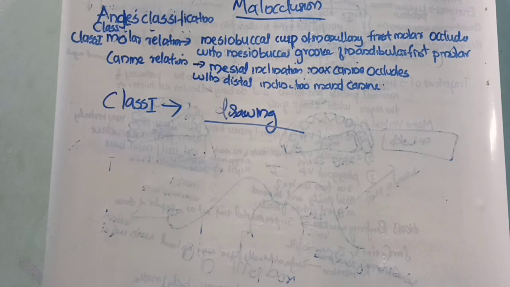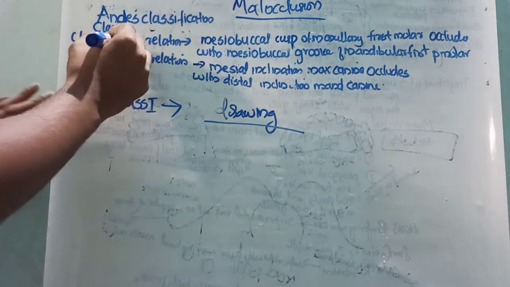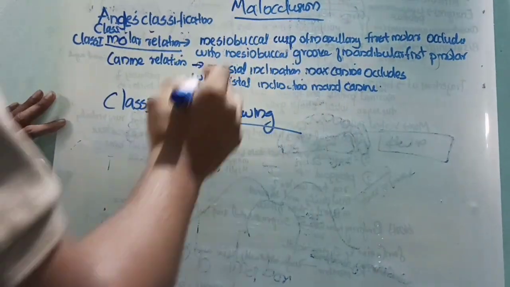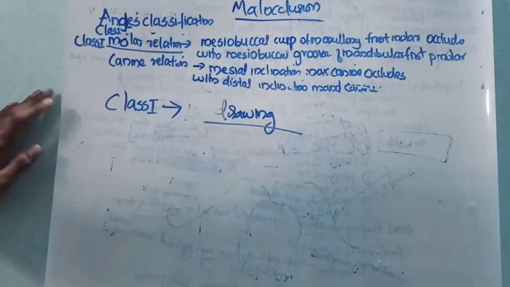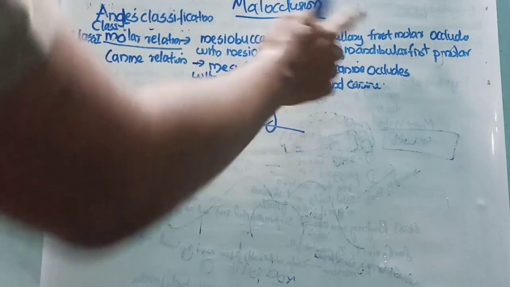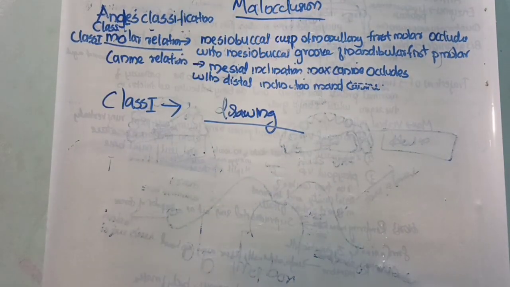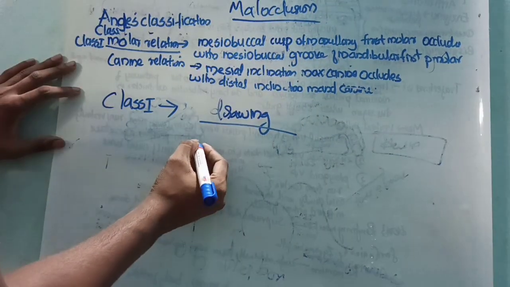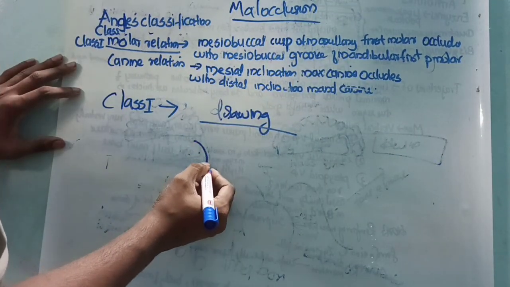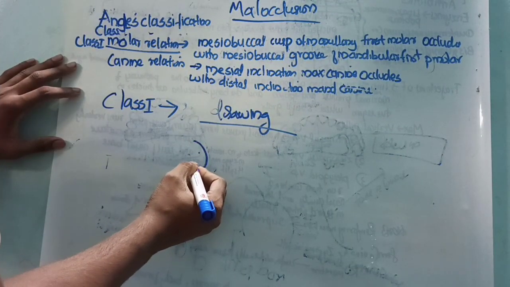Let me start with Angle's classification, class 1 malocclusion. We all know that class 1 molar relation is the mesiobuccal cusp of the maxillary first molar occluding with the mesiobuccal groove of the mandibular first molar. And how to draw it? First we have to draw the maxillary first molar.